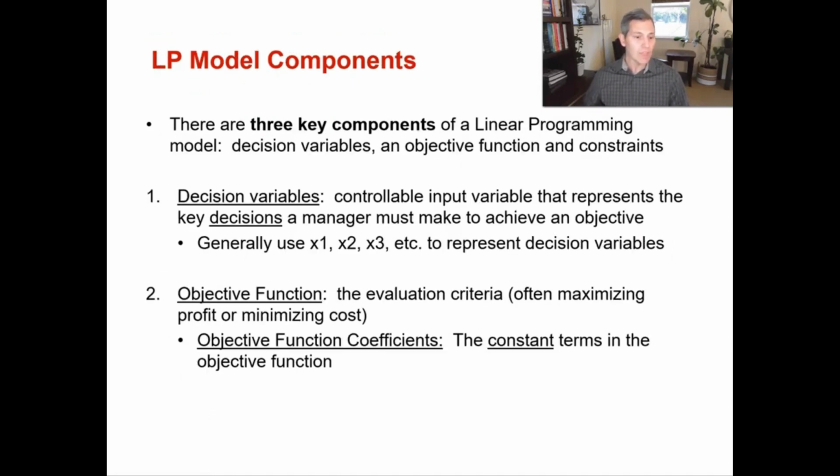All right, so linear programming model components. There are 3 key components of linear programming. There's the decision variables, an objective function, and the constraints. Decision variables are the controllable input variables that represent the key decisions that a manager has to make to achieve their objective.